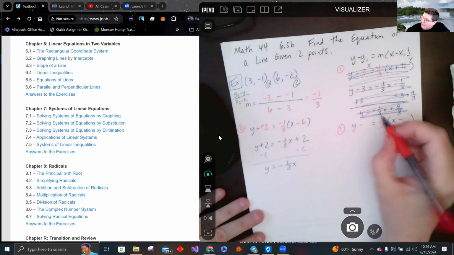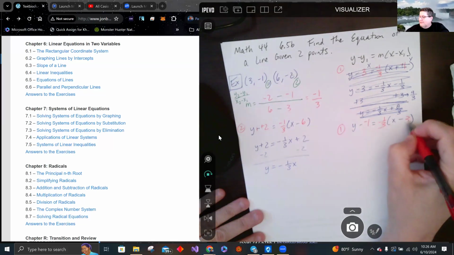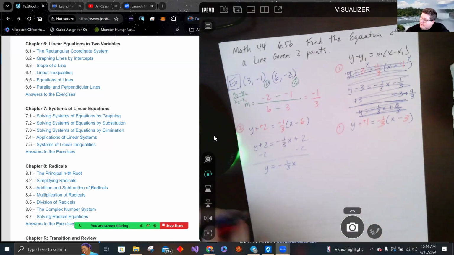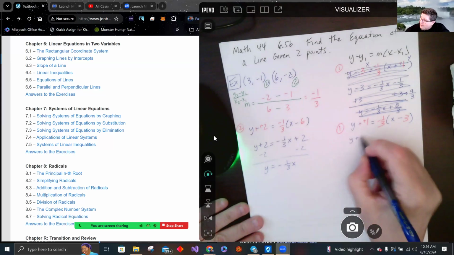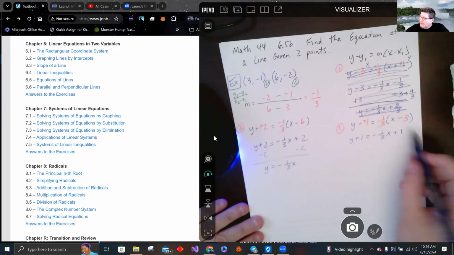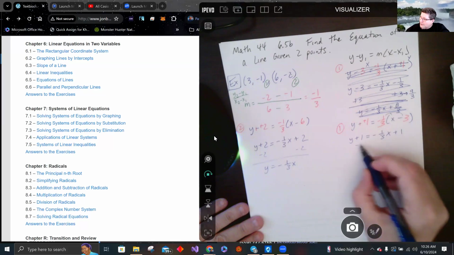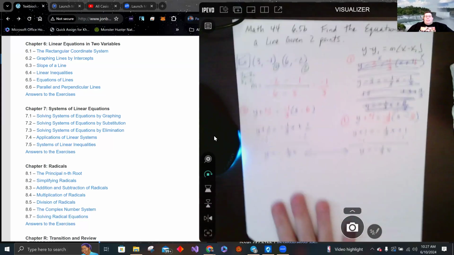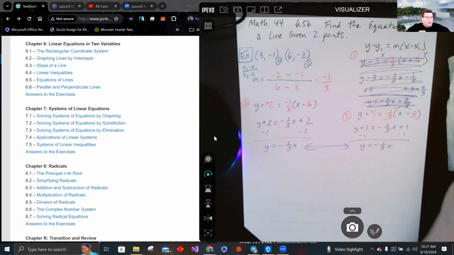All right, so that was -1 and that was 3. There we go. This is the right order. These become a plus. So y plus 1 equals -1/3 x plus 1 when I distribute. Subtract 1 and I get y equals -1/3 x. Same equation. All right. That's what we're doing here.